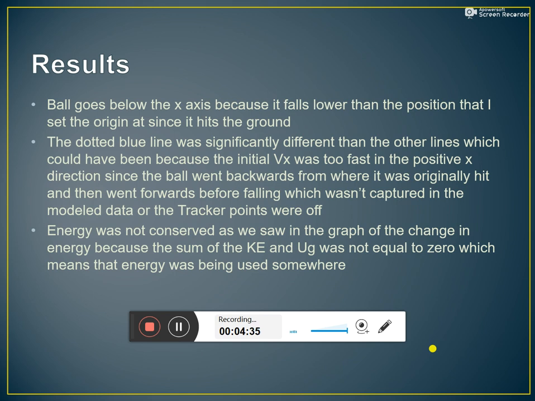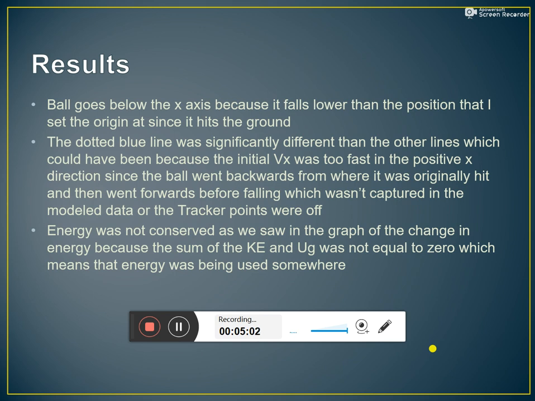And then as you could see in my graphs that compared all four of the motions based in the Tracker and in the code and the x and y positions, the dotted blue line was significantly different than the other lines, which could have been because the initial velocity in the x direction was too fast in the positive x direction, since the ball went backwards from where it was originally hit, and then went forwards before falling, which was not captured in the model data, or the Tracker points might have been off. So those are some sources of error that could have been possible.